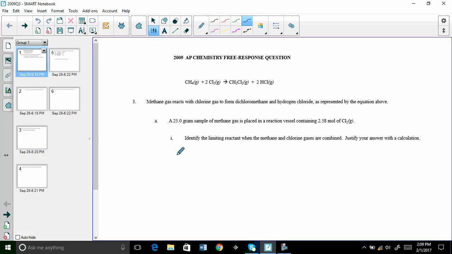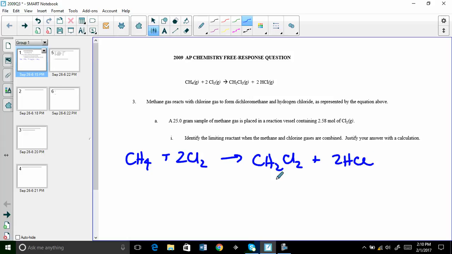Here's your equation. The whole problem is about this equation where you have methane gas and 2 moles of chlorine gas, and then you make this stuff called, what is this called? Dichloromethane, and then hydrogen chloride gas. And the first question is, if you have 25 grams of this and 2.58 moles of this, what is the limiting reactant?